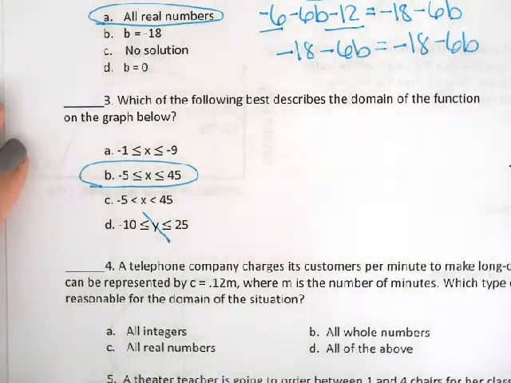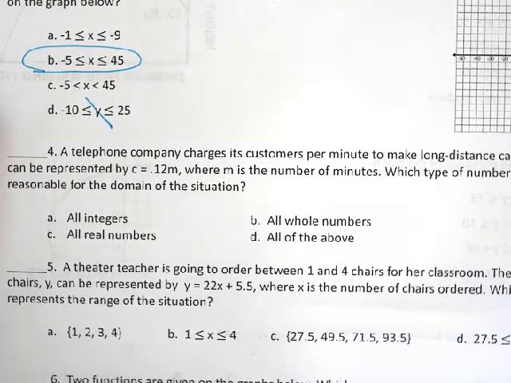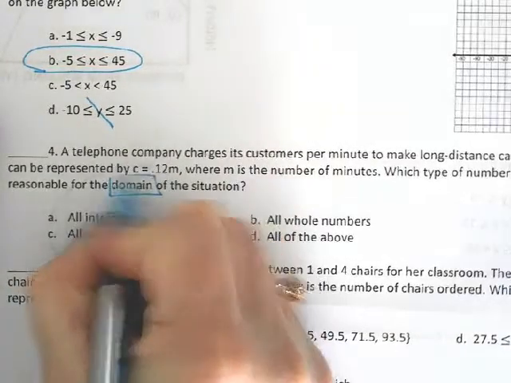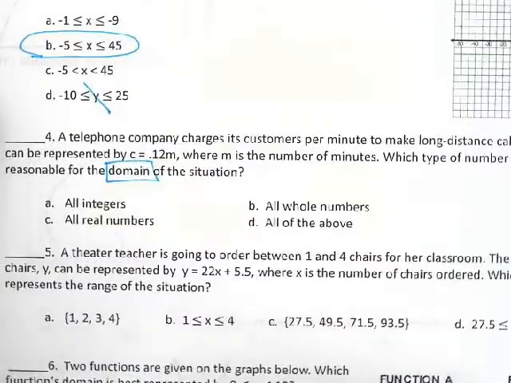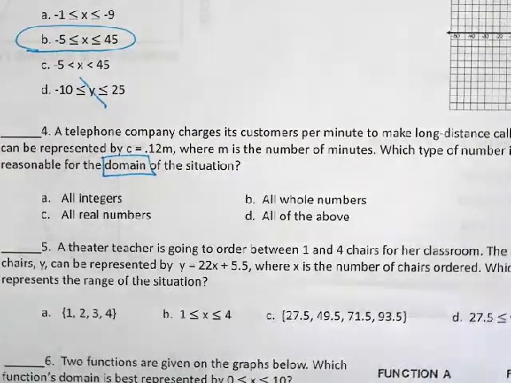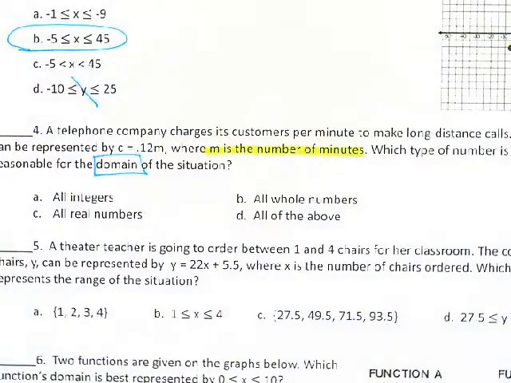For number 4, a telephone company charges its customers per minute to make long-distance calls. The cost C can be represented by C equals 0.12M, where M is the number of minutes. Which type of number is most reasonable for the domain of the situation? We talked about in class, domain means our input value. So if I'm looking at my input value, that is my M. M is the number of minutes. What kind of number can the number of minutes be?